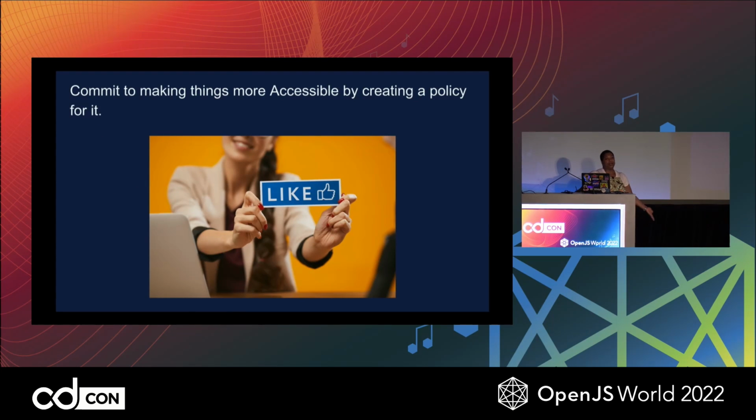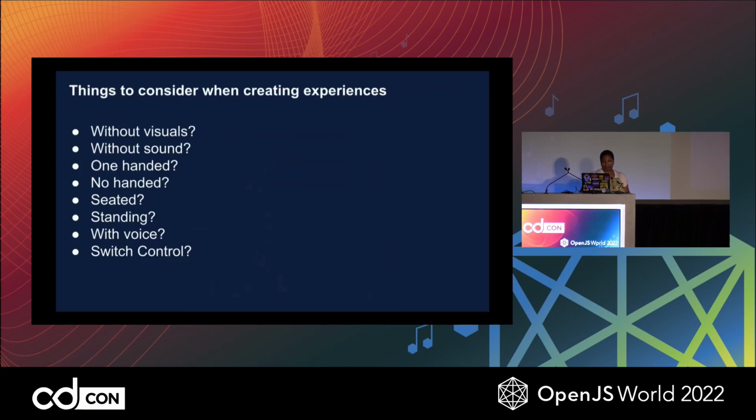So one thing you can all do is commit to making things more accessible by creating a policy for it. Many of you had said you haven't had training, right? So go and talk to folks you work with and say, hey, I want to learn more about accessibility. Is it possible for me to get some training on it and find out more?